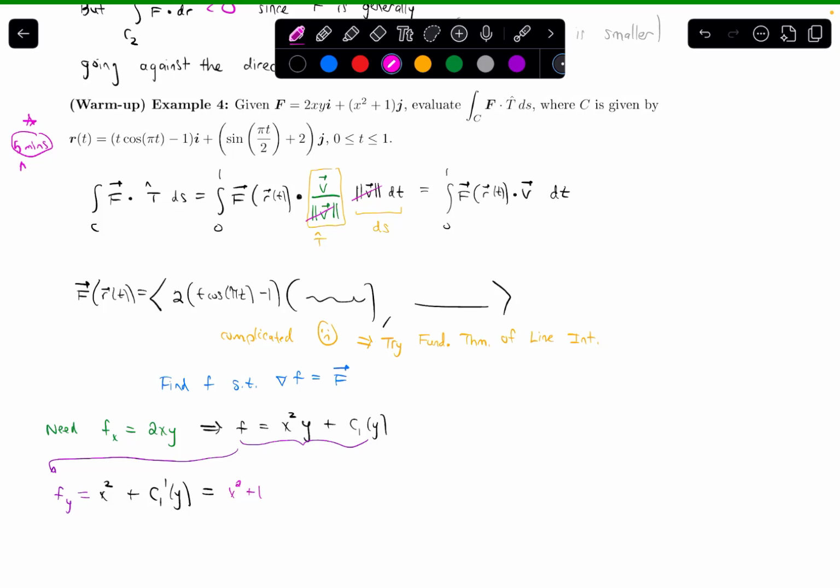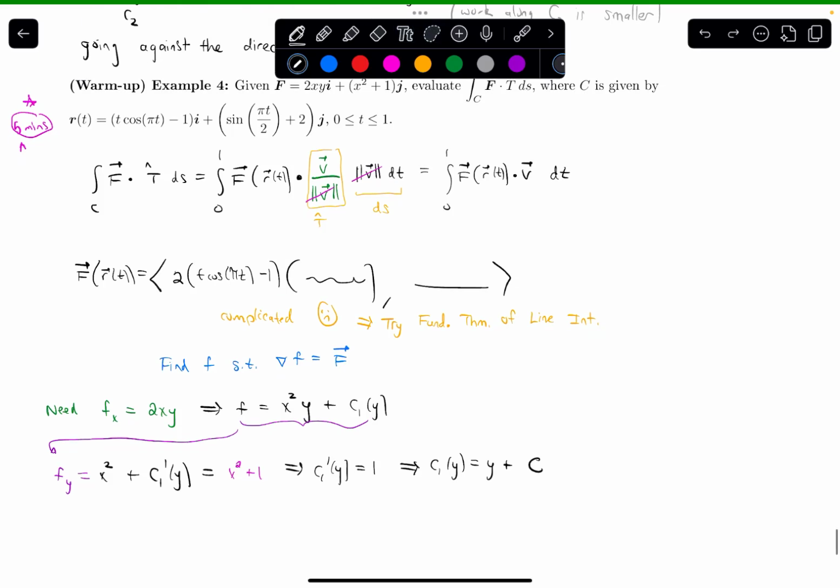Okay, so matching these up, I can subtract x squared from both sides, and I'll get c1 prime of y equals 1. Now I can do an antiderivative of that, so I'll put an arrow. The original function c1 of y has just one variable in it, so this is a normal antiderivative. The antiderivative of 1 would just be y, and then I need plus a constant. Now it's just c, not a function, because there's only one variable here.